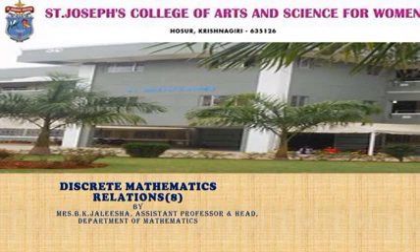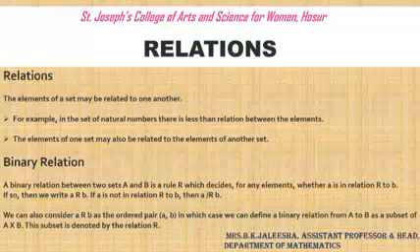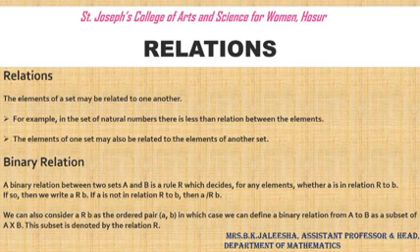Today we are going to see the topic relations in discrete mathematics. Relations. The elements of a set may be related to one another. If there exists a relation between any two elements in a set, then that set is said to have the relation. For example, if we are considering the natural number set, we can define the less than relation among the elements of natural number set.